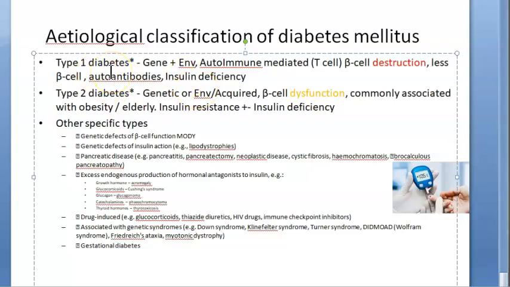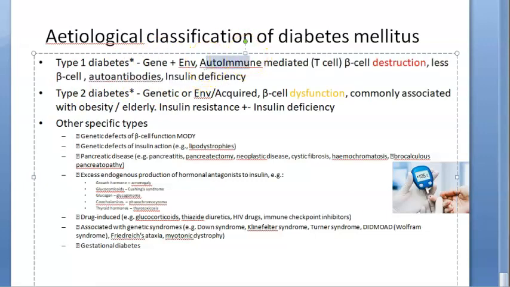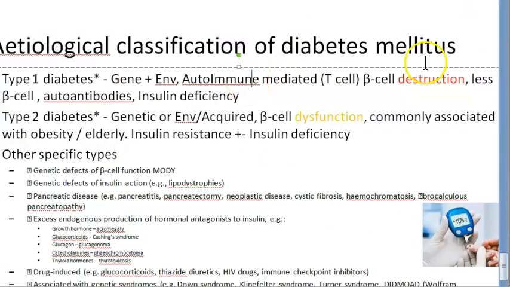What do you mean by type 1? How will you say I am type 1 and you are type 2? Okay, so now let us get to that. Type 1 diabetes means what? It means there is some autoimmune condition. Autoimmune, like the T cells, which are nothing but what? Some white blood cells, right? The T lymphocytes. They are causing some beta cell destruction. Destruction is the word that you have to write.